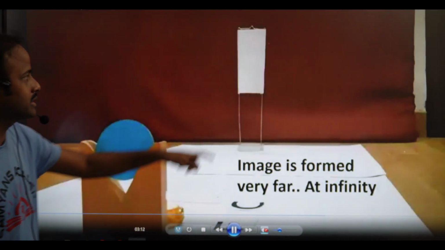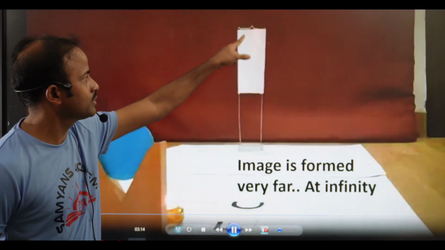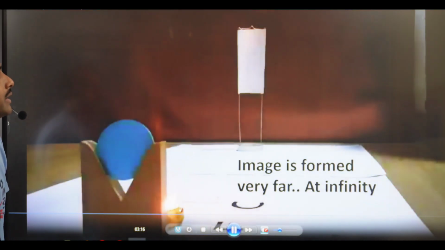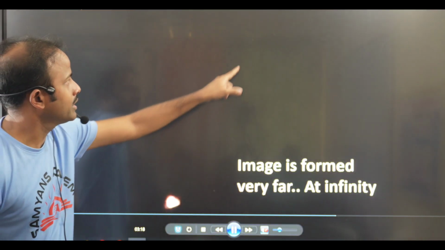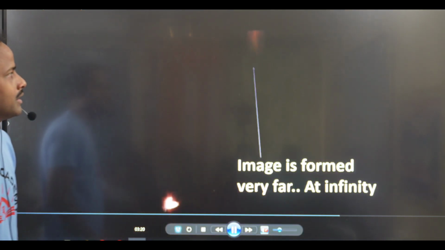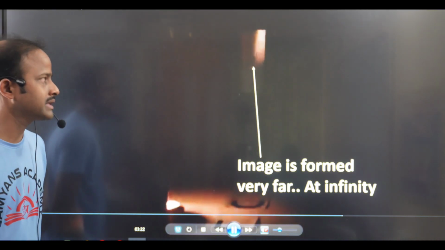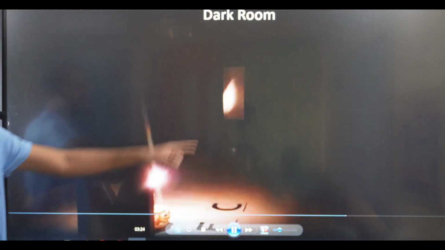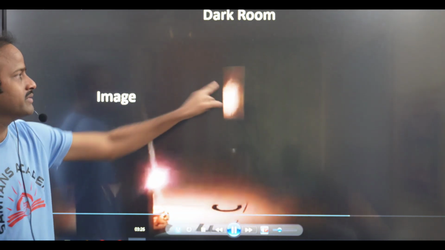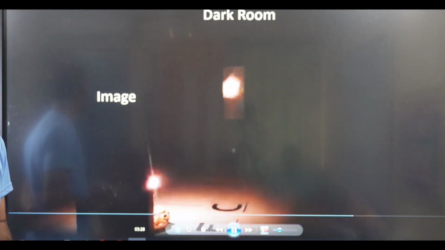In case 5, when you keep the object at F, you will get the image at infinity. It's an enlarged image. On this paper you will get it. Are you able to see this? Yes, the candle flame, are you able to see it on this paper? When you take it very near to this candle, here we can see the image. So this image we can capture on the screen.